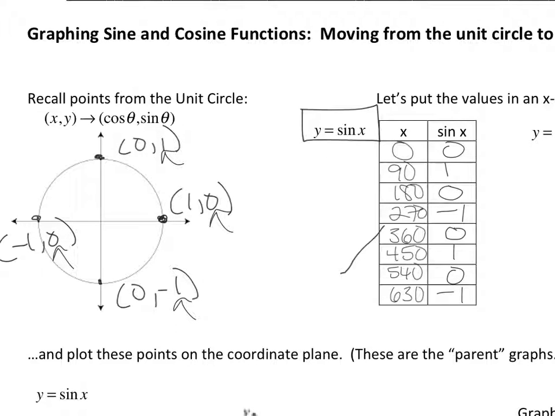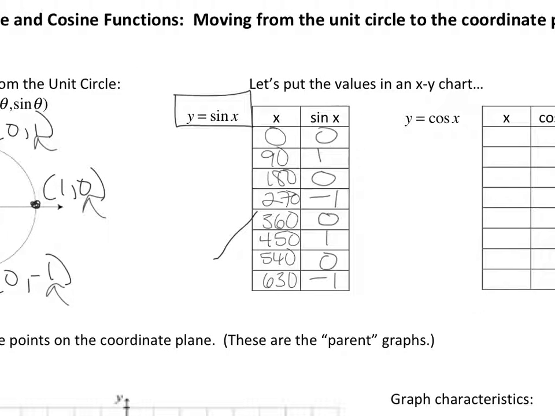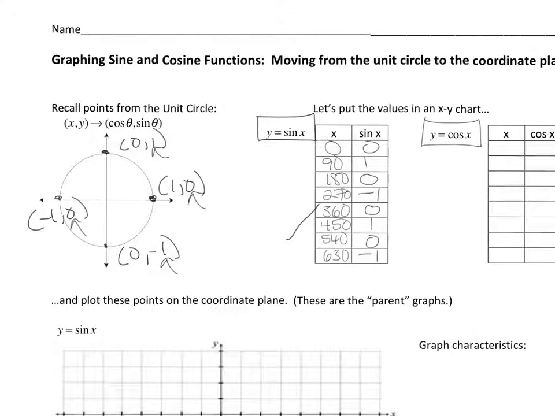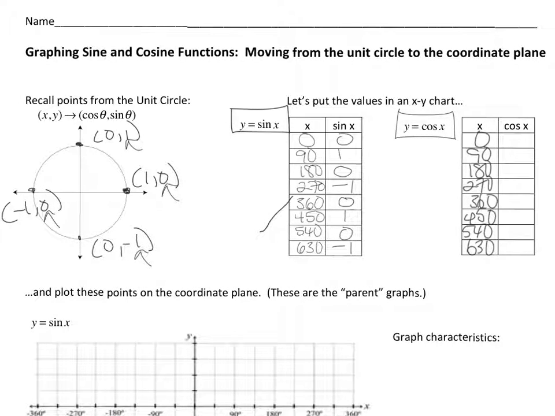Let's do the same now for cosine. Remember that cosine is the x-coordinate of the points on the unit circle. So now we're looking at the x-coordinates of each of these points. I'm going to put the same angles in for x: 0, 90, 180, 270, 360, 450, 540, and 630. And now for my y values in the xy chart, again, we're putting cosine.